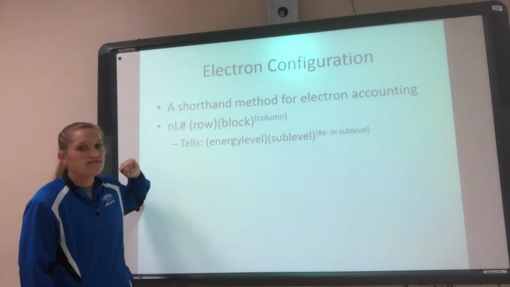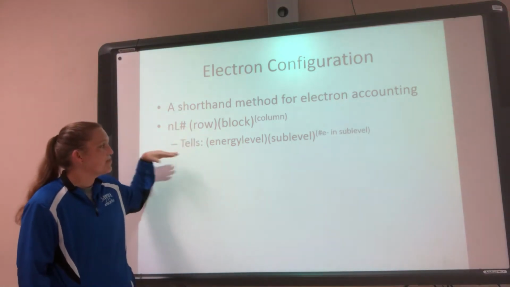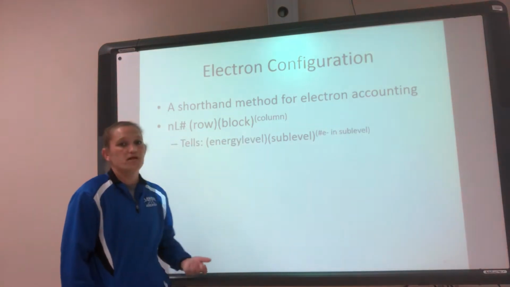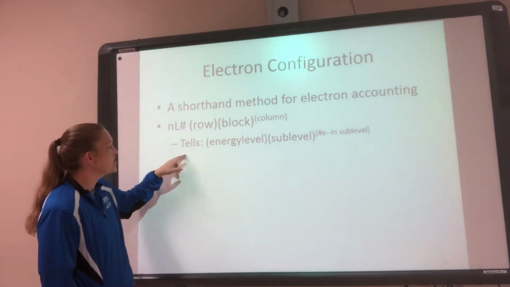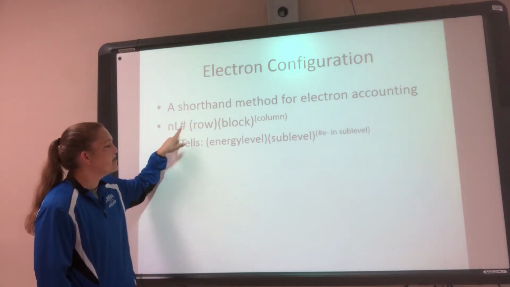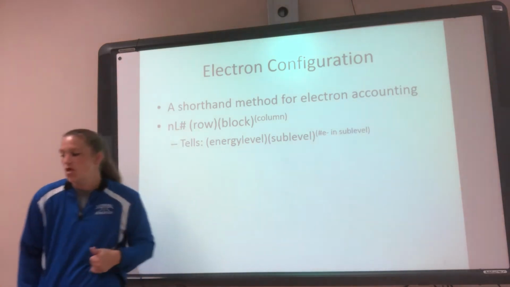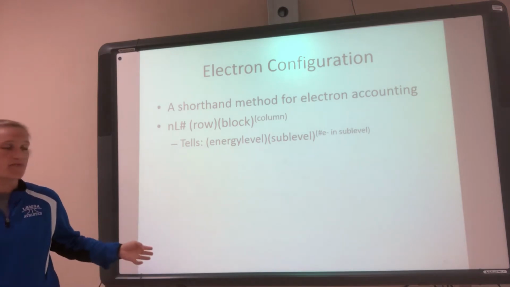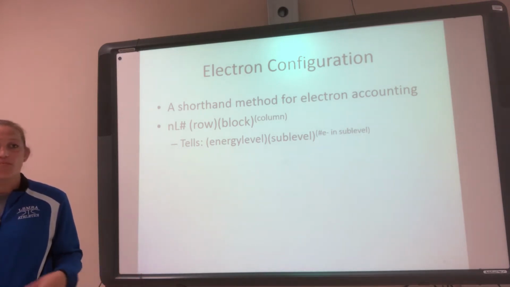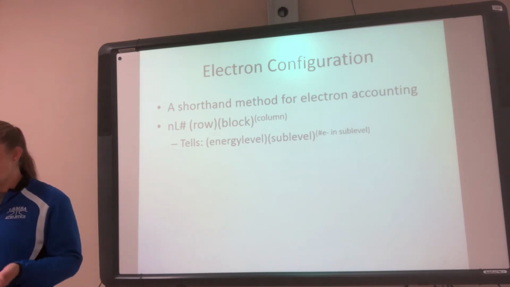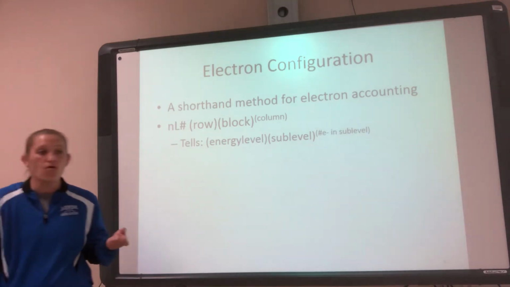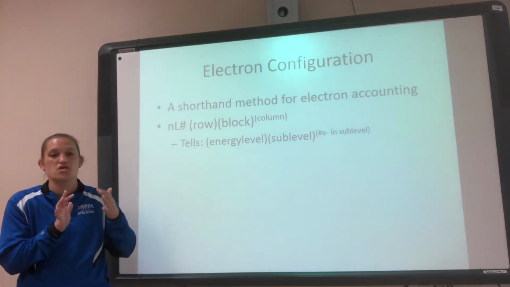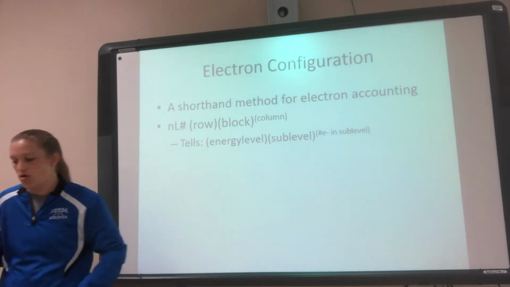Now remember, we can get these values from the periodic table. The N would be my row, the L would be the block that I'm in, and the number would be the column that I'm located in. This also tells me my energy level, my sublevel, and the number of electrons in that sublevel. The best way to really do these is to practice them, just looking at the periodic table, picking an element, and working through it. These are going to be the full electron configurations. We're going to talk about how to write the long ones, and then a shorthand notation. So these are the longhand notation ones.